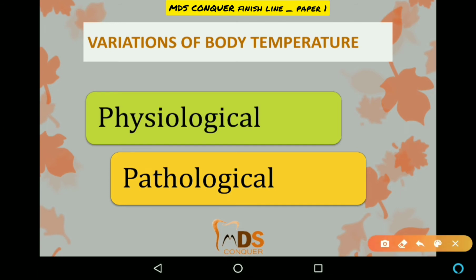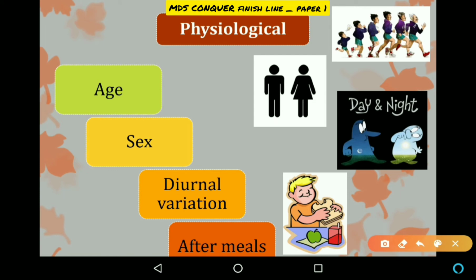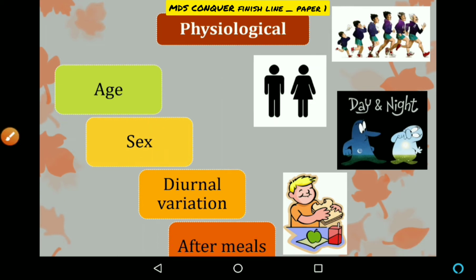Coming to the variations of the body temperature, any physiological activity in our body will have two types of variations: normal variations seen in physiological states and pathological variations seen in the diseased state. For temperature, there are conditions where you will have physiological changes like age and sex. In the previous table, you have seen different ages have different temperatures, and male and female also have different temperatures, and even after meals there will be an increase in the temperature. These are the physiological variations we have to mention in the exam.